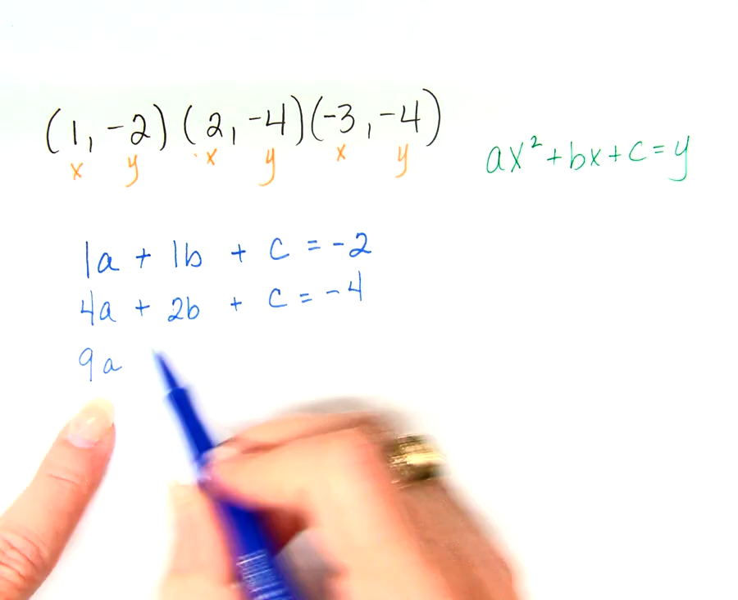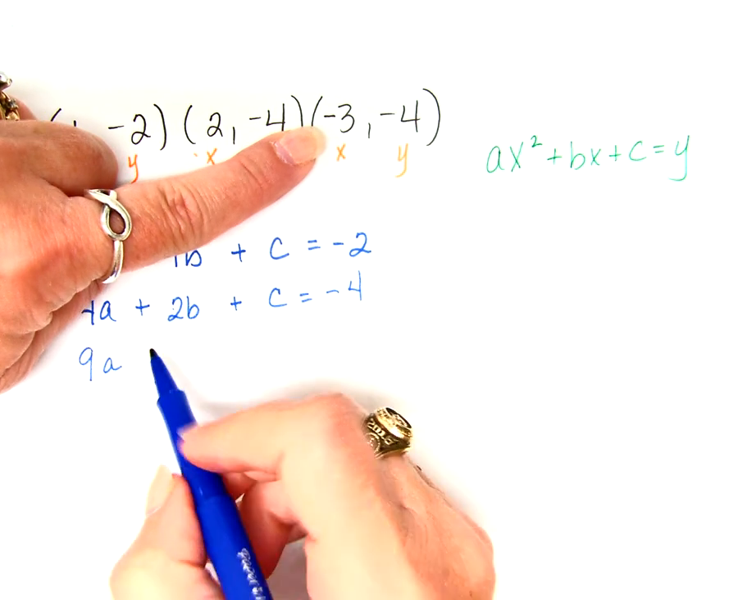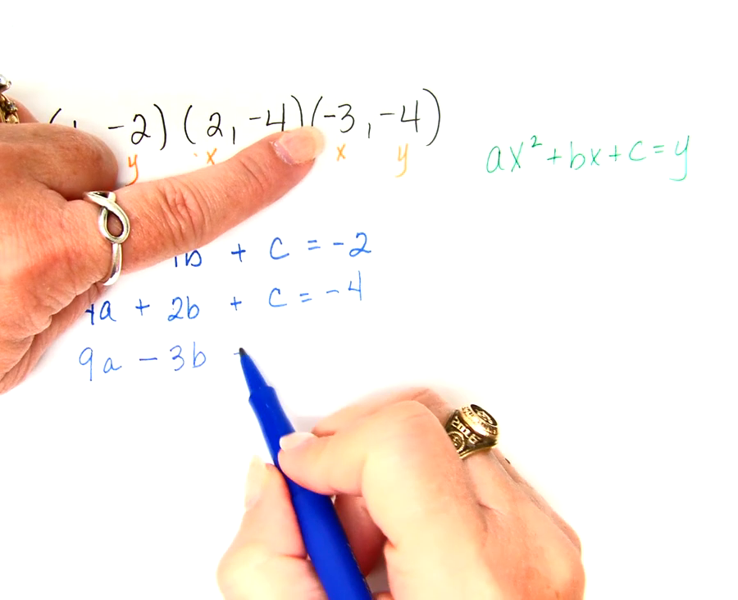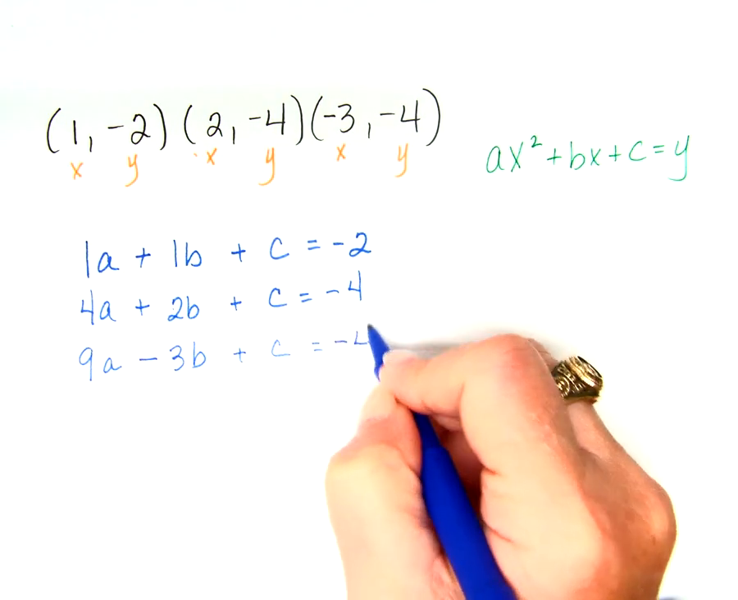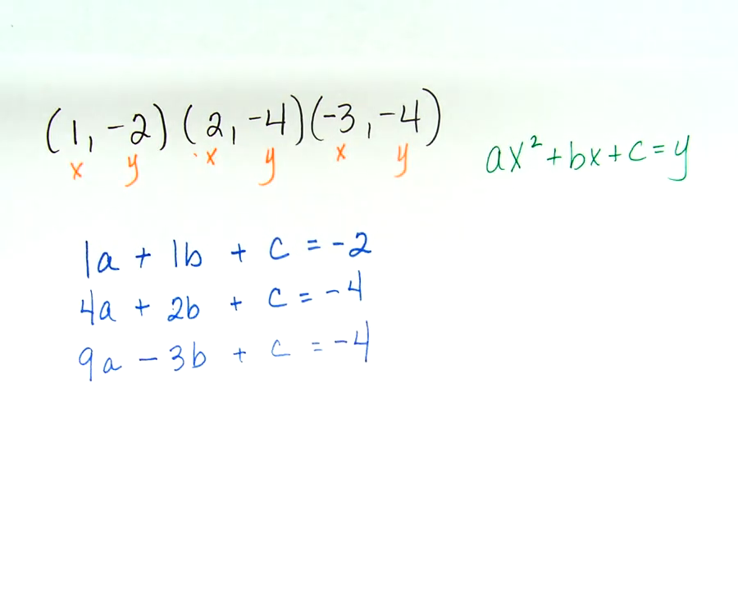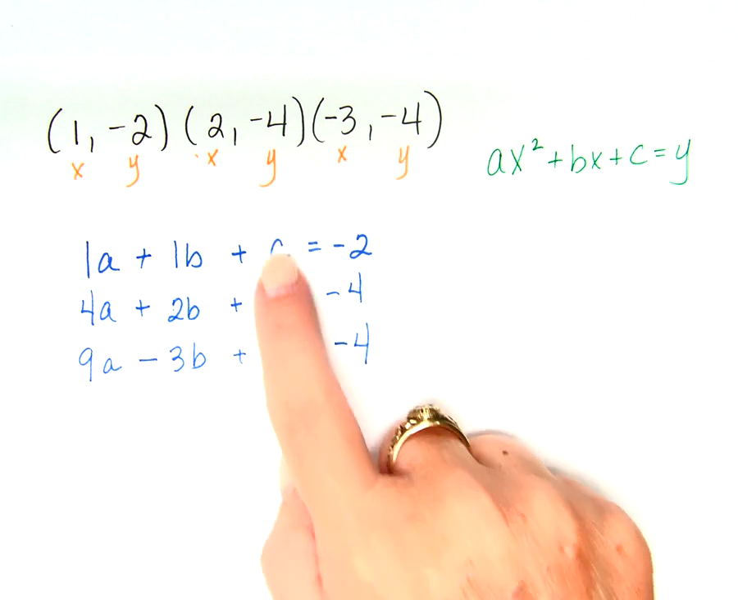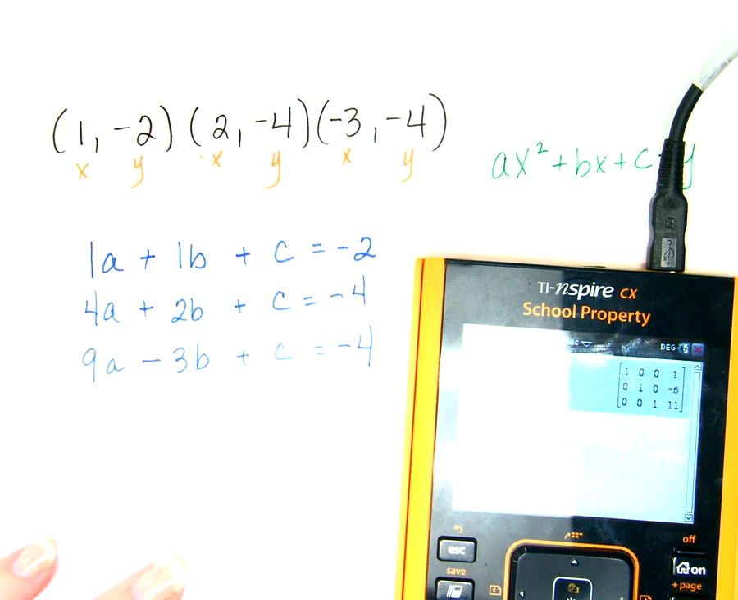Now what? Plus bx, we're right here. So, minus 3b plus c equals negative 4. Questions? Will c ever be negative? No, because it's always just c. Does everybody understand that?